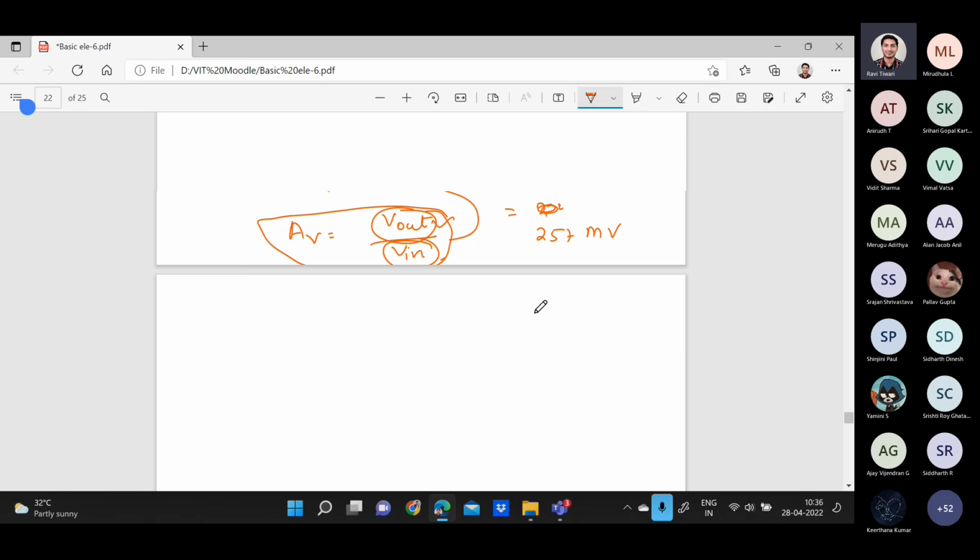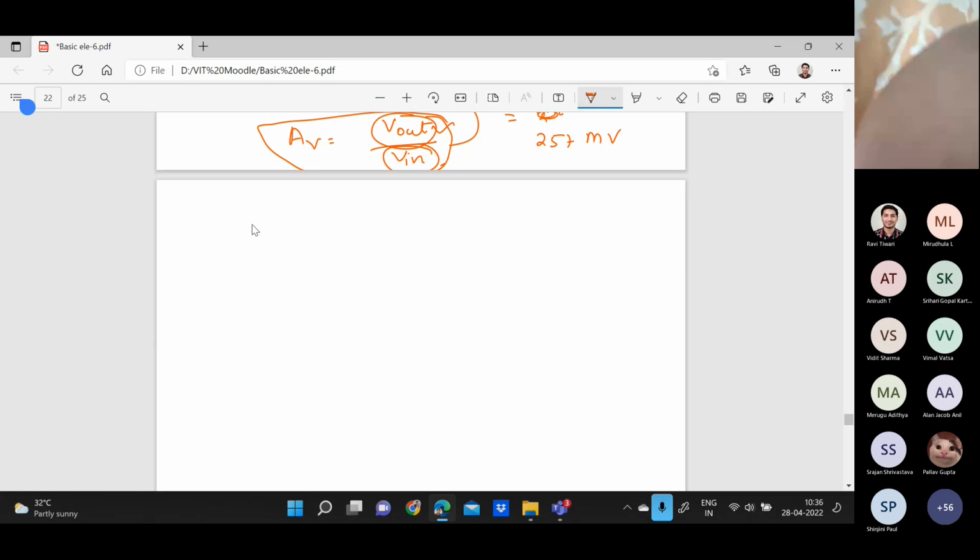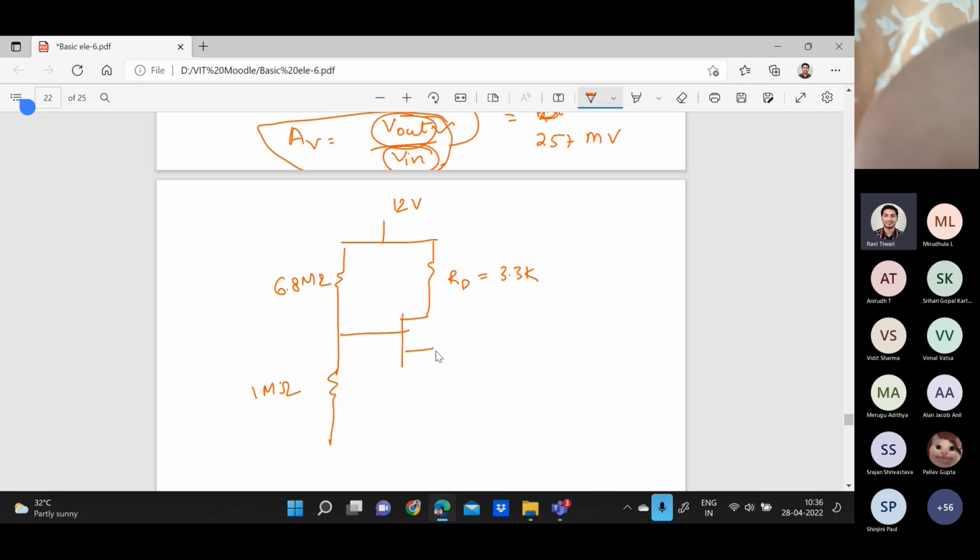I'm solving one more question related to it. You have one voltage divider circuit like this, and this is FET. Here they said we are applying 12 volt input. This is RD, given as 3.3 kilo ohms. This is suppose 6.8 mega ohm. This is 1 mega ohm. And this is 1.8. This is R2, this is R1.